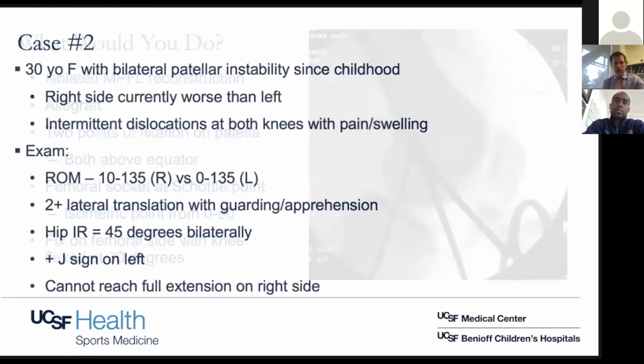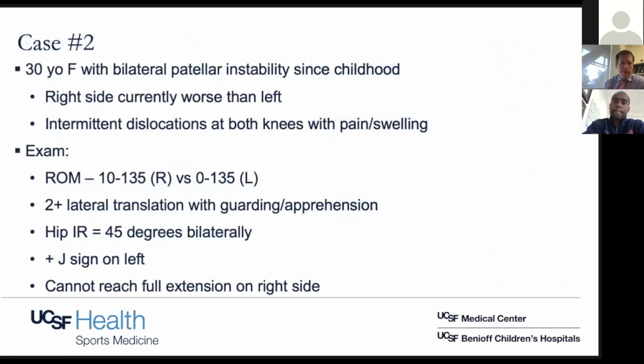And then in our last minute, one last case. So this is a 30-year-old woman, bilateral patellar instability since childhood. Right side is currently worse than left. She has intermittent dislocations at both knees, pain and swelling just around the time of instability, not between. And then she's not even sure how many times they've dislocated.